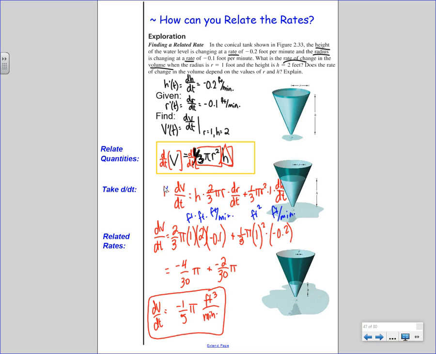I want to get at least one more practice problem, maybe 2 done. So what did we do? Someone real quick, in your own words, what did we do to solve this problem? We're done. That's it. Tyler. Yeah, we just took the derivative of the volume formula and plugged in. Pretty much it. But what needed to happen before we were taking the derivative of the volume formula?